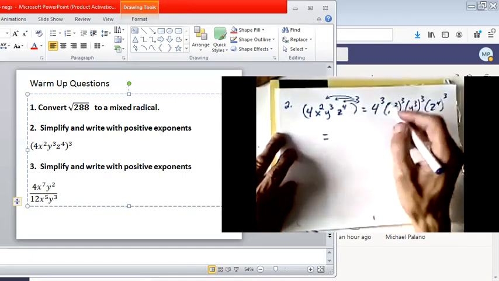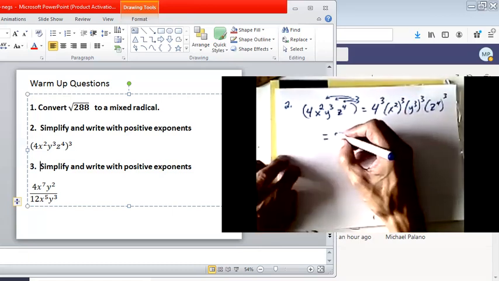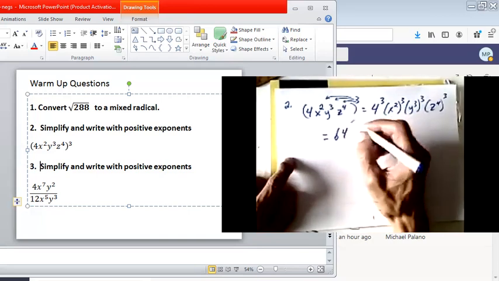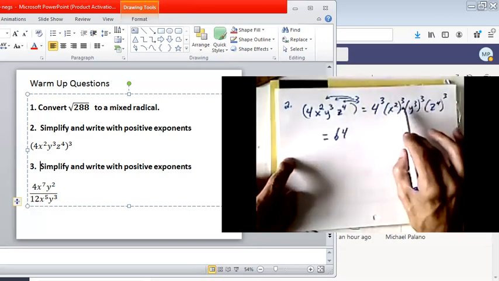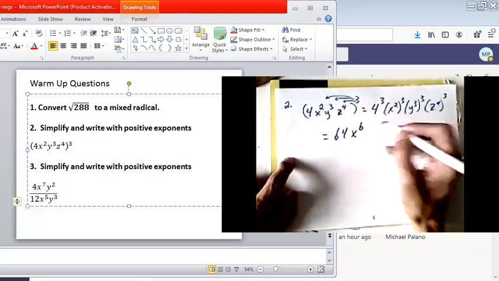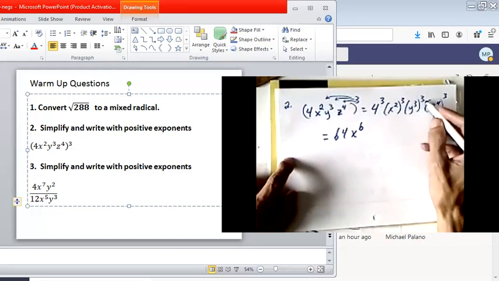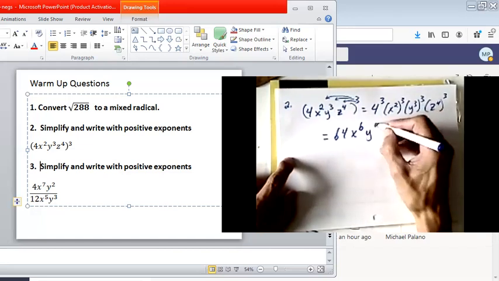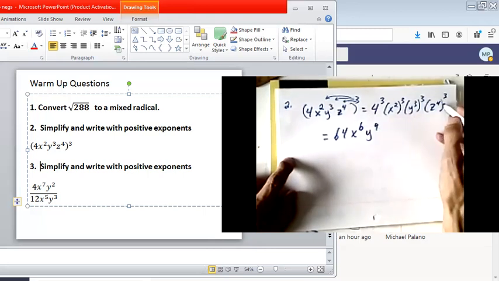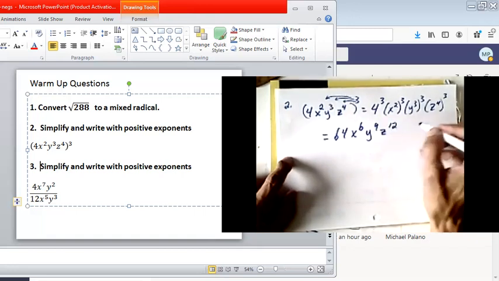Working out each of these terms, 4 to the 3, that's 4 times 4 times 4, 64. In this situation, with a bracket in between, you'll multiply those together and you get x to the 6. Same here. Bracket in the middle, so these multiply together, you get y to the 9. And then lastly, same, z to the power of 12. And that takes care of that one.